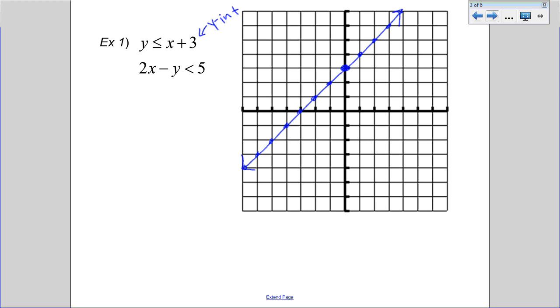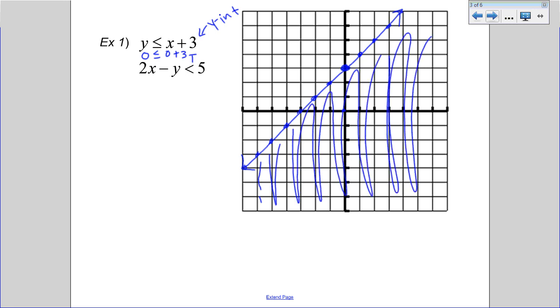And now we need to test a point. And so you can test the point 0, 0. All right? So we have 0 is less than or equal to 0 plus 3. And 0 is less than 3, so that's true. So we're going to shade less than. Now what I want to point out to you guys is that because we had y by itself and this was less than, we shade below the y-intercept. So we're shading from this y-intercept and we're shading down because it was less than.